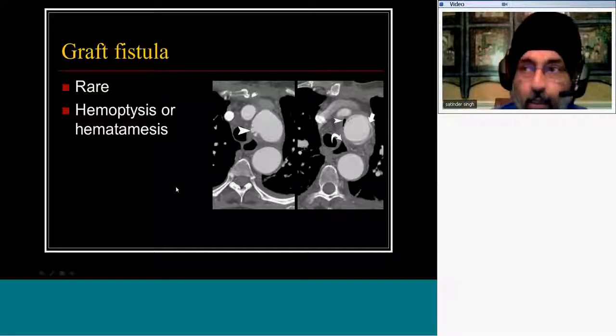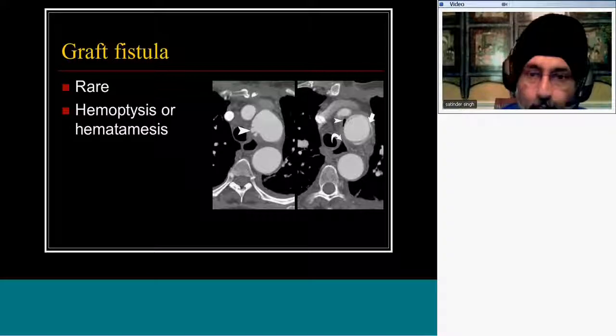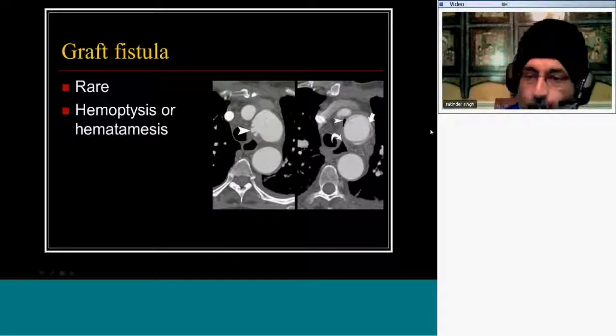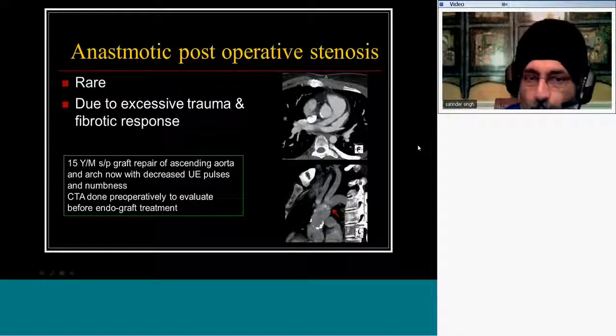You can identify clinically if the patient starts having hemoptysis or hematemesis, and there is no other cause identified, and the patient has aortic graft placement. On imaging, you might see a contrast extravasation, or very rarely you might see the fistula tract itself opacified, and because they are communicating with the air-containing structure, there will be some amount of air around the graft. Again, if these two findings are present and the patient is symptomatic, I think it's very suggestive that there is a fistula of the graft with those structures containing air.